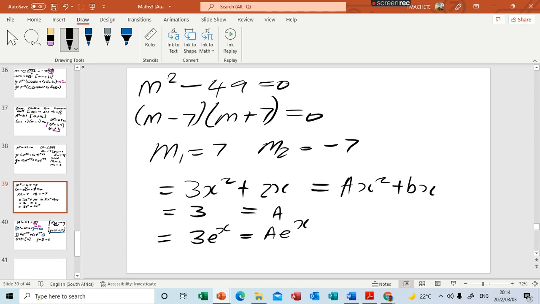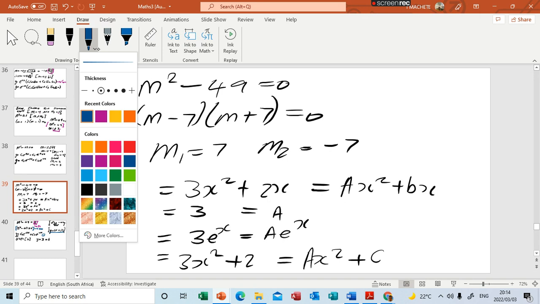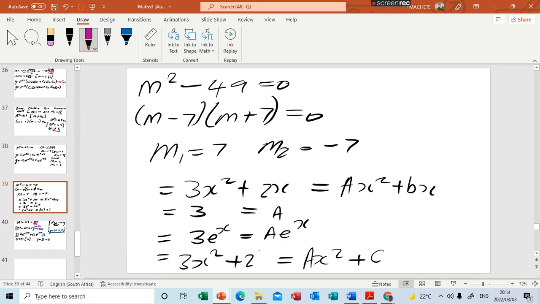If it was like this, 3x squared plus 2, this is what you're going to do. You're going to say ax squared plus, what's the next one, plus c. You know why I say plus c? Does anyone know why I'm saying plus c? Because there's no x in the middle. My middle term here will be maybe 0x. Yes, thank you. At least we are together now. So now we can work.